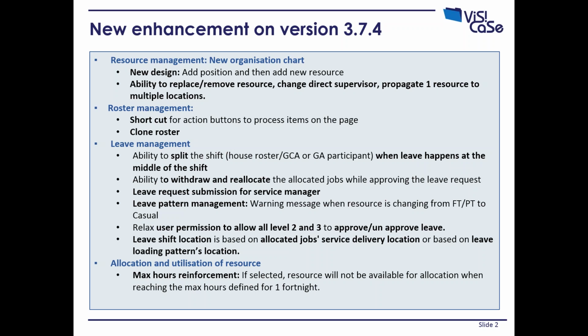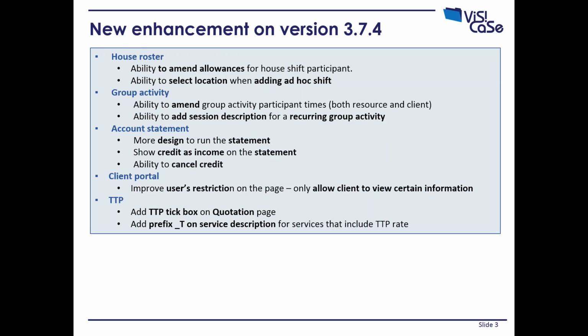We can relax user permissions to allow all level 2 and 3 in a location to approve leave. Leave shift is now based off the allocated work and/or the leave loading pattern location. We've now put in max hours reinforcements for resources, and there's a way to reinforce that to ensure that if they are overtime, they will not be selected at all in the optimization list. We have the ability now to amend allowances for house rosters that have already been created. When adding ad hoc leave shifts on the timesheet approval, you can now select the location where that shift will be connected to.